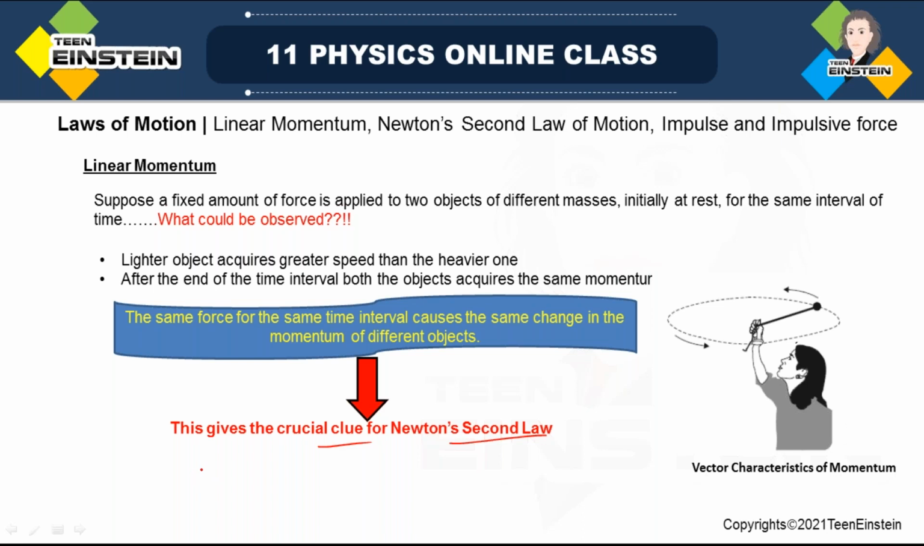Linear momentum is a vector quantity. So this linear momentum can change, either in magnitude or direction. In some cases there are changes in the direction, not in the magnitude. Just see this one, the vector characteristics of momentum. If you take a stone, tie it with an inextensible string and rotate it over your head in a horizontal plane, then what do you see?